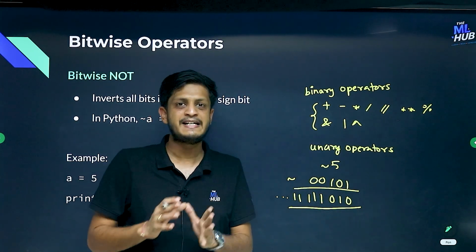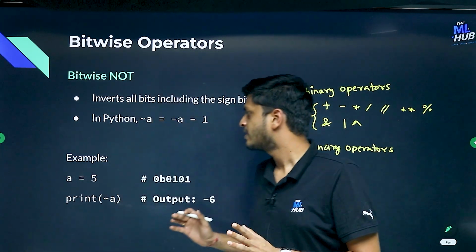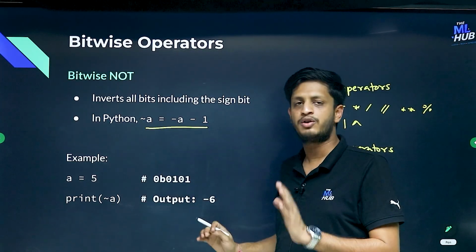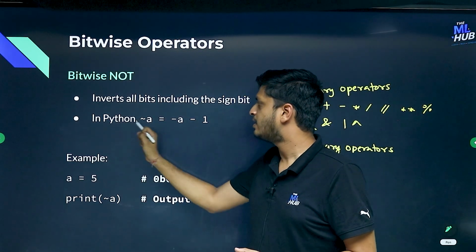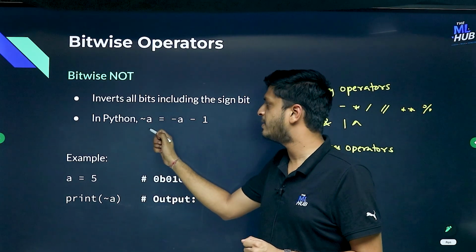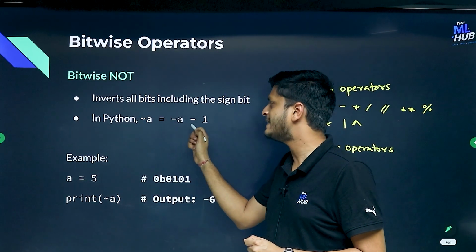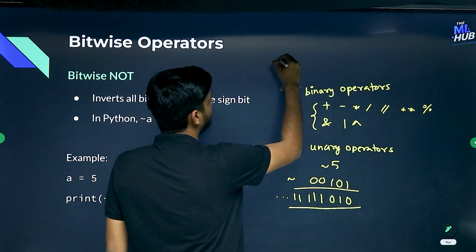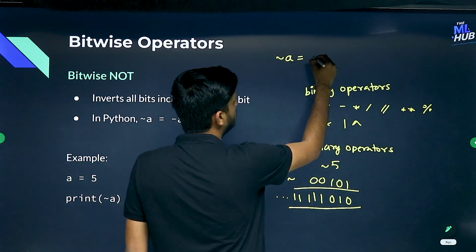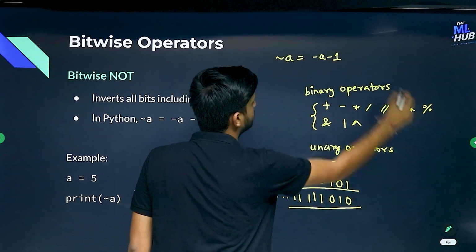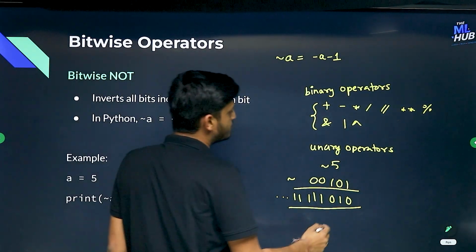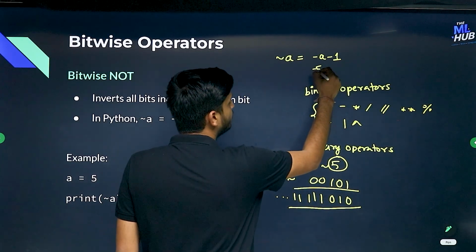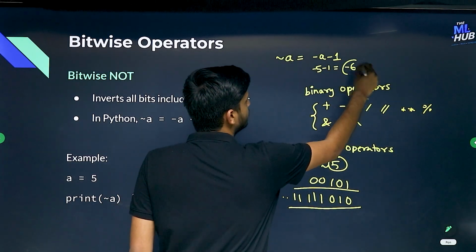For Python, an easier trick to remember is this. This is the final trick that you need to remember. The unary NOT or the bitwise NOT of any number works like this. It is just minus a minus 1. So the formula is bitwise NOT of a is equal to minus a minus 1. If you're actually doing the bitwise NOT of 5, the final answer will be minus 5 minus 1, which is minus 6. So the answer will be minus 6.